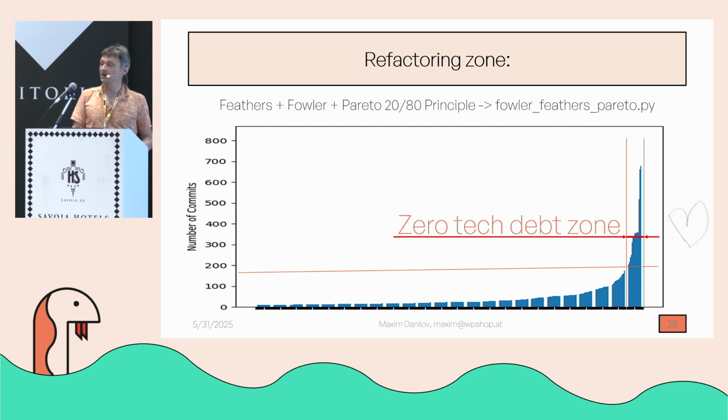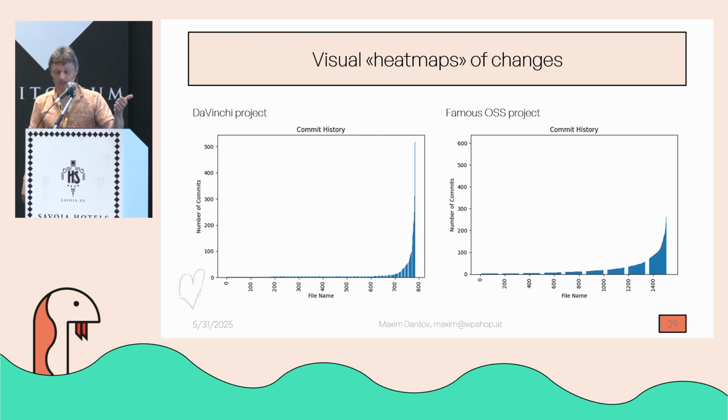Please find the files which change regularly, and please keep your hands away from other parts of your project. That's all. And you can use it, a zero tech debt zone, really easy to find, and you can compare the business project. We have fewer files which change regularly, and in famous open source projects they have a bunch of files, more than 300 or 400 files which change regularly.